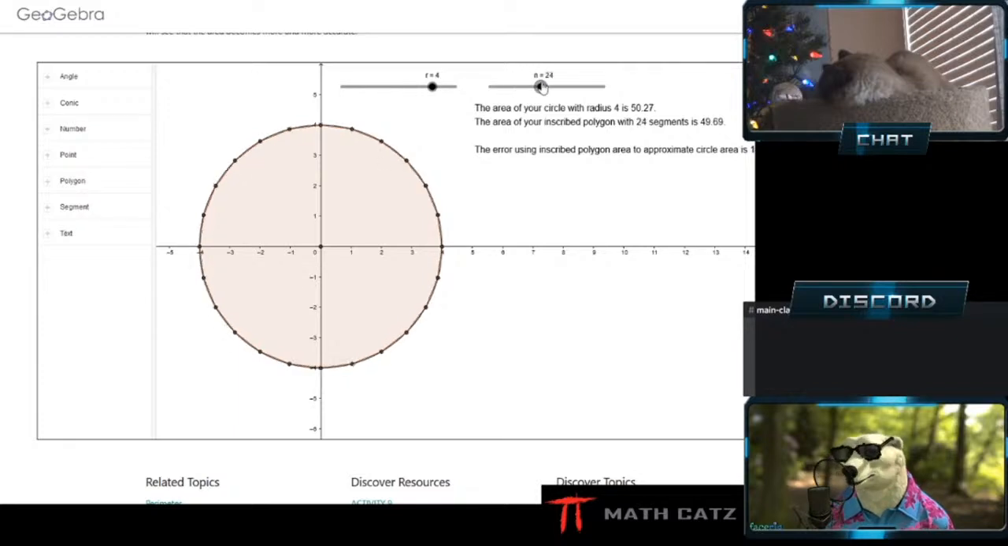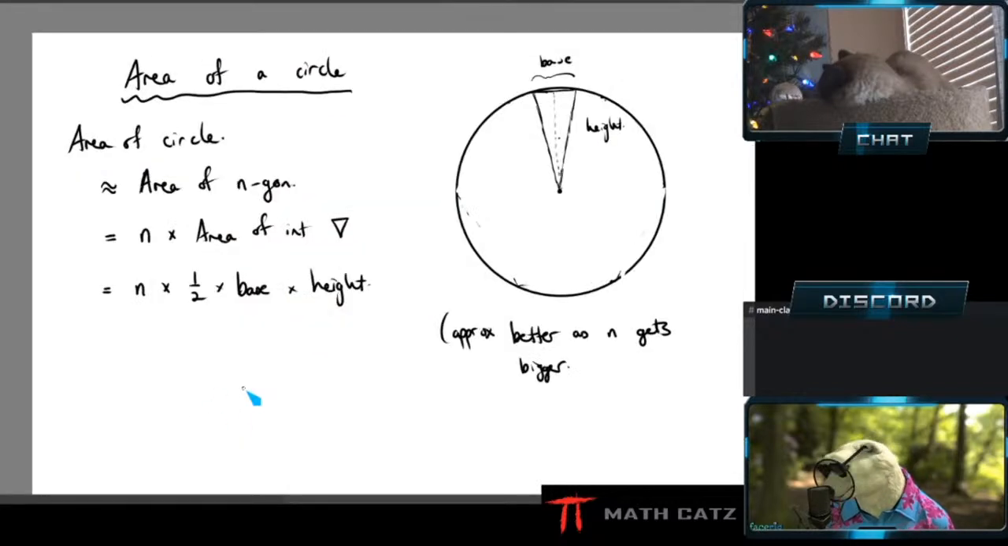If n gets bigger and bigger and bigger, the error that I'm making is almost negligible. It's so small, and n's only 50. I can make n hundreds and thousands conceptually, even though I can't draw that very effectively.